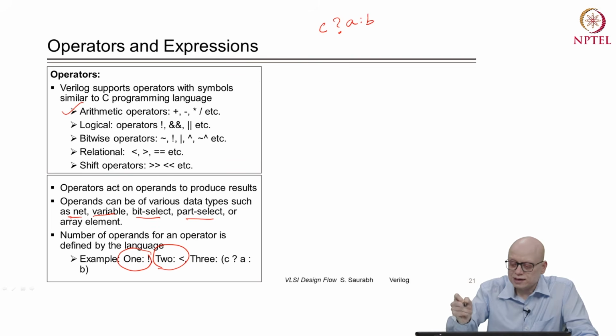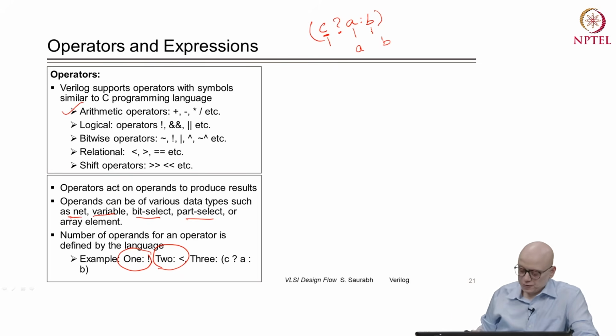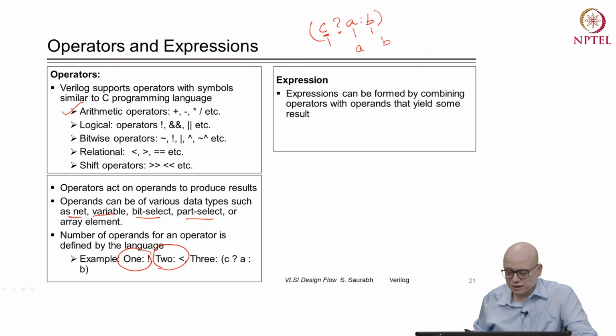What it means is that the value of this expression will be, if C is true, then it will take a value A, else it will take a value of B. So, this will be the value of this expression. Now, this takes three operands C, A and B. The number of operands that an operator can take is well defined by the language.